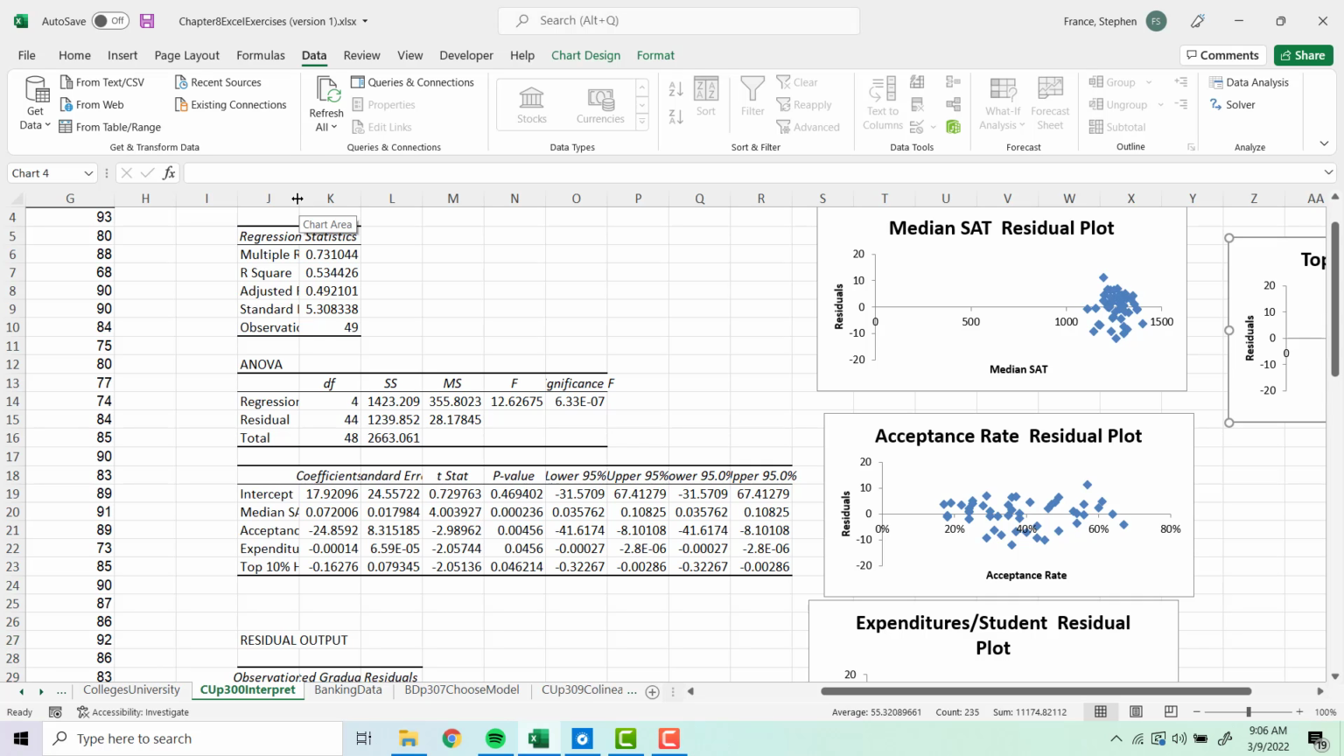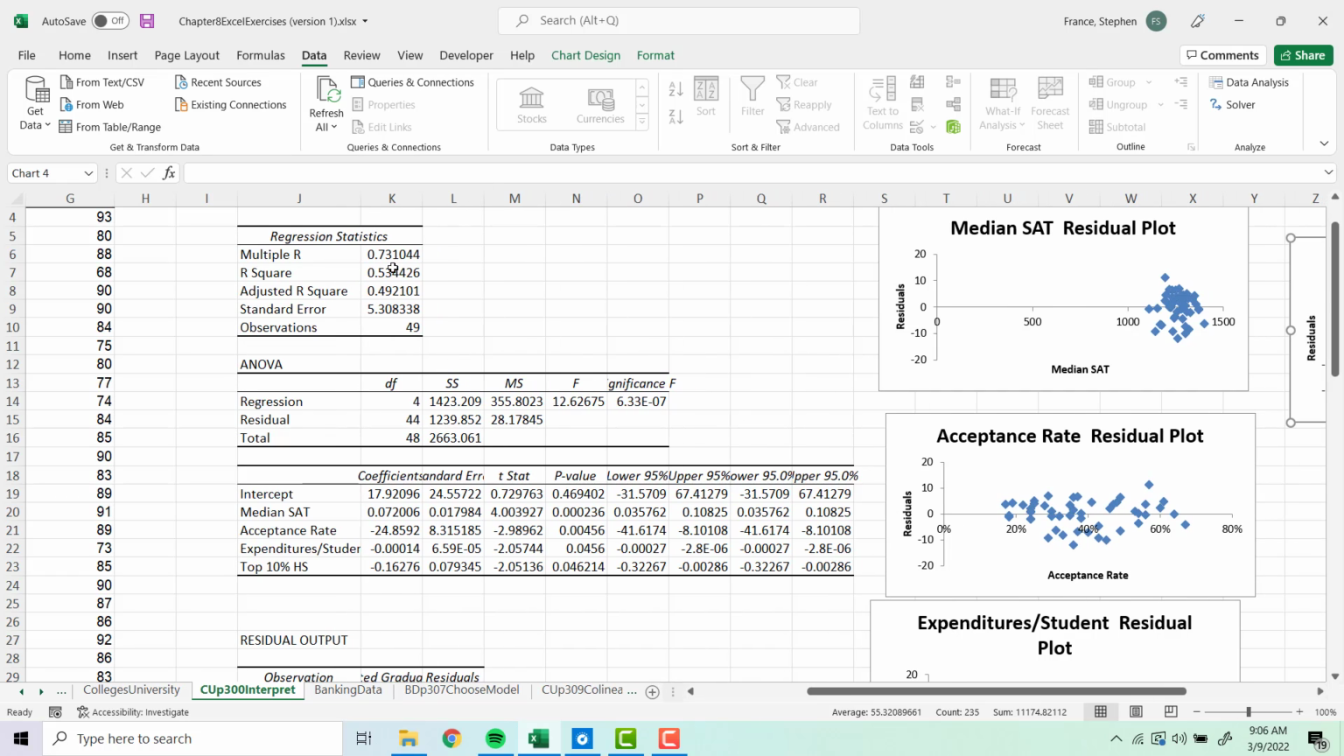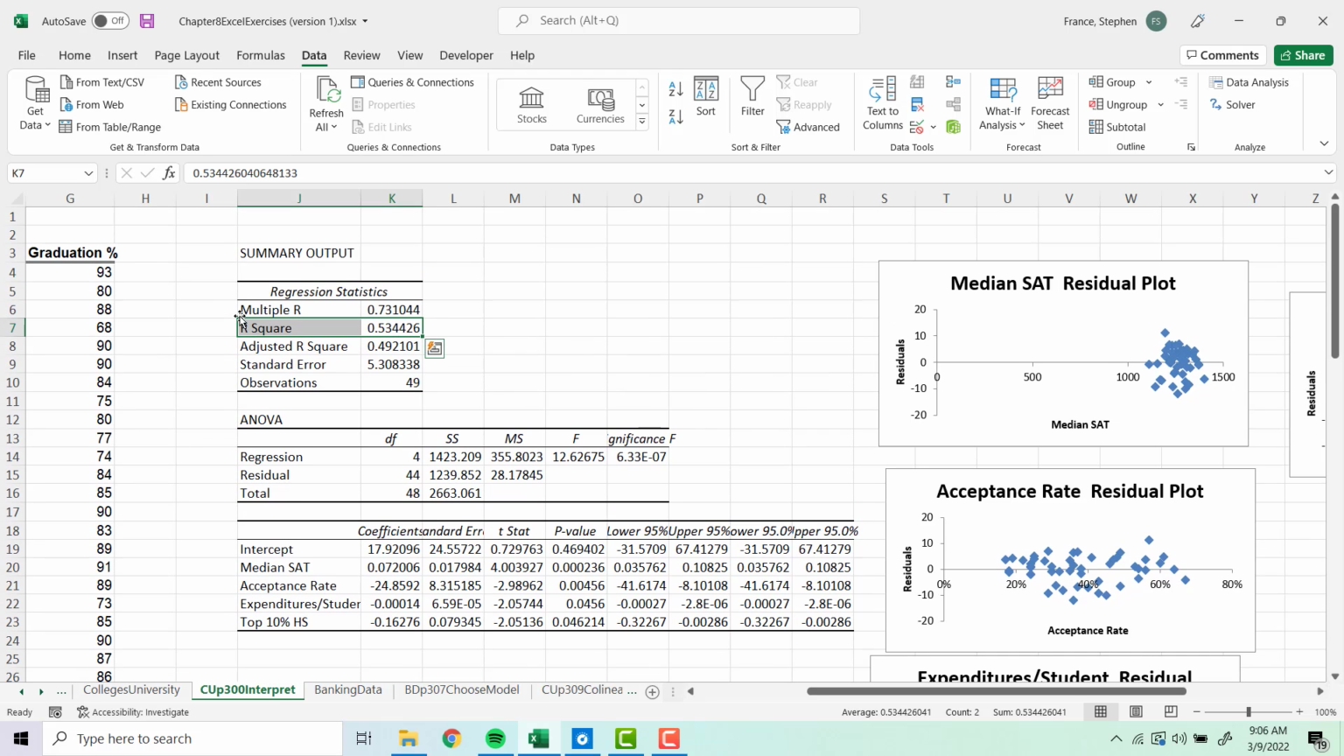But first, let's look at some of these statistics. The first thing is, again, the R squared. This is the proportion of variance in the y accounted for by the x. We've already done this a few times. The R squared here is 0.53. We have the adjusted R squared, which accounts for the number of variables in the model. Now, the next thing is the ANOVA table.